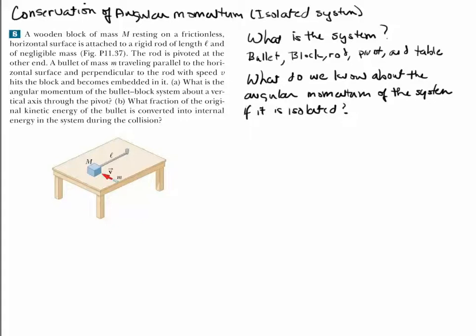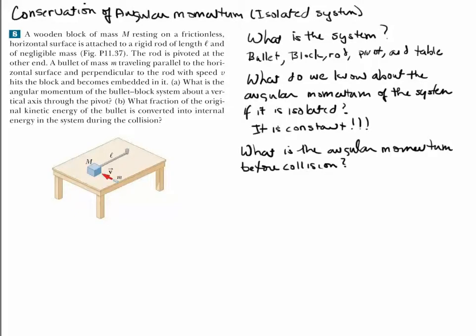What do we know about the angular momentum of a system if it is isolated? You should be able to pretty much repeat this verbatim. If the system is isolated, then the angular momentum is conserved. Or another way to state that, the angular momentum remains constant. It is constant.